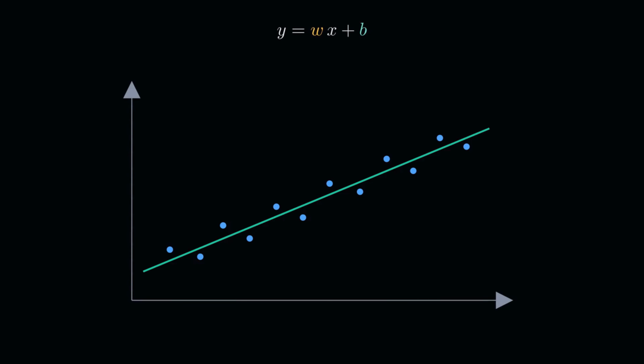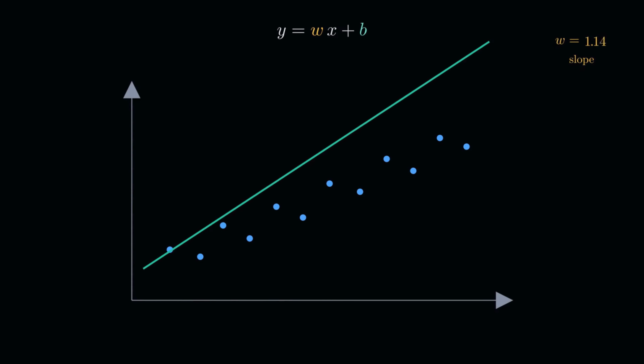A straight line is nothing more than a function with two knobs. y = w times x + b. These two knobs are exactly the parameters we talked about back in the supervised learning video, which are w and b, and now they're made concrete.